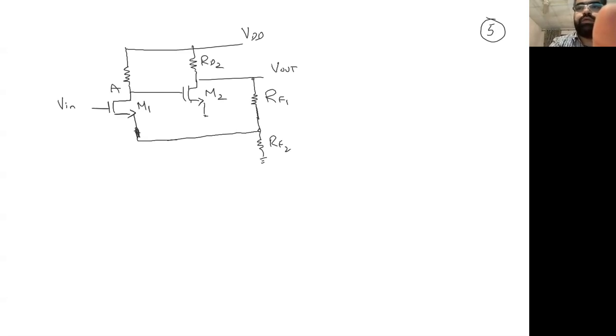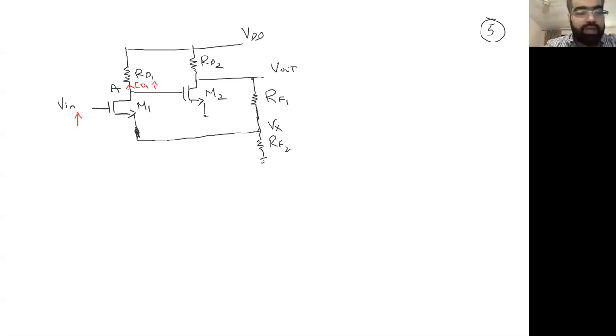Right? So I guess that's all. And this node is known as Vx. Same thing, let's apply again. V in goes up. If the V in goes up, what's going to happen to this current which is moving here? ID1. ID1 will go up. V in goes up, current will increase.